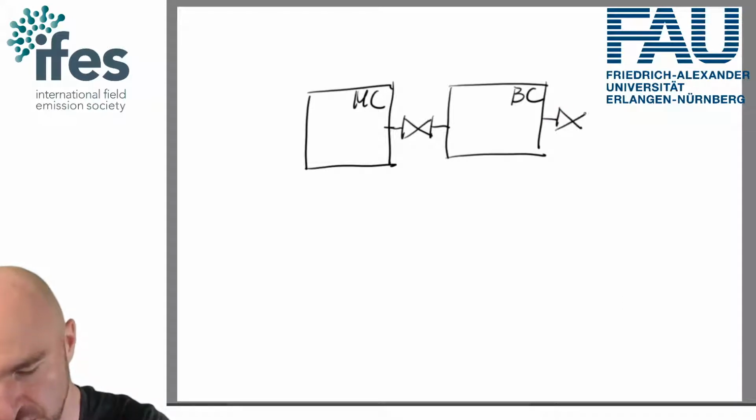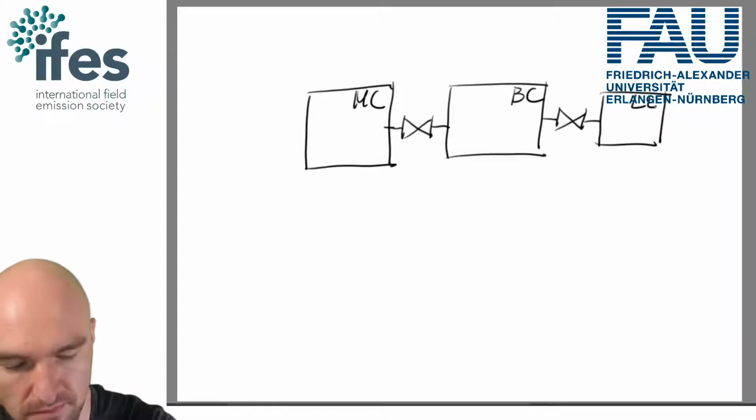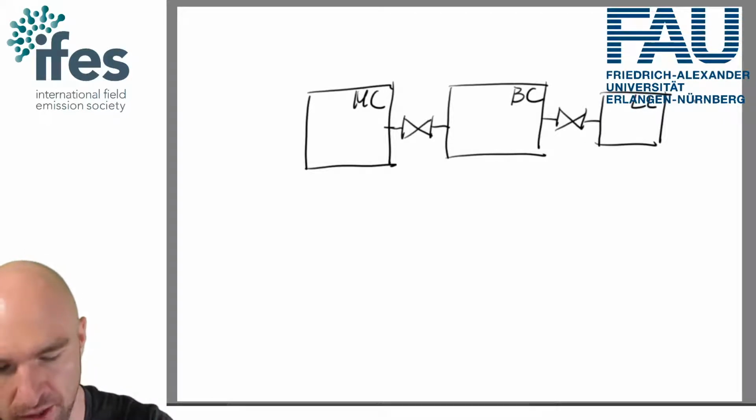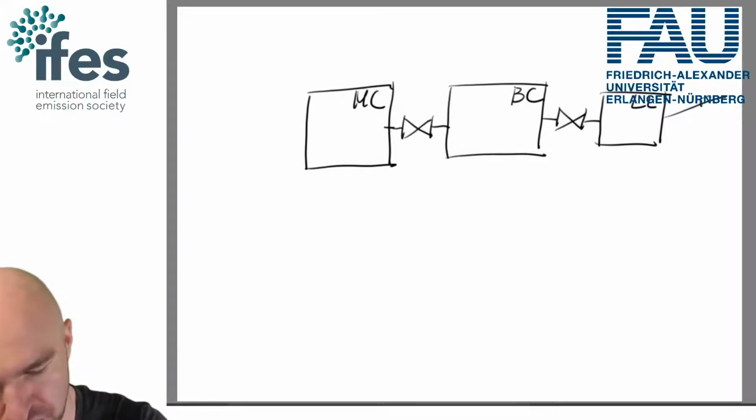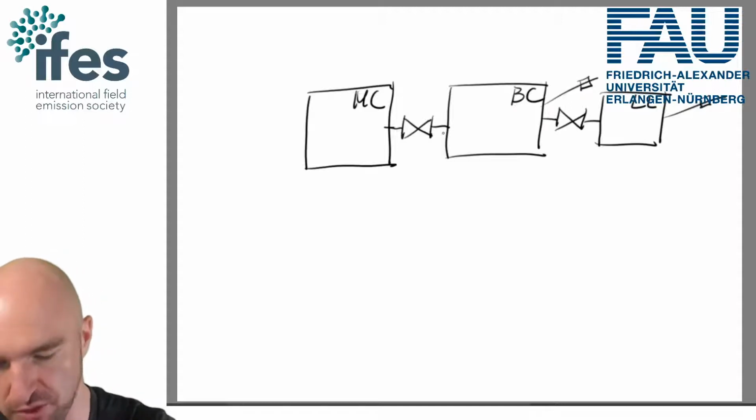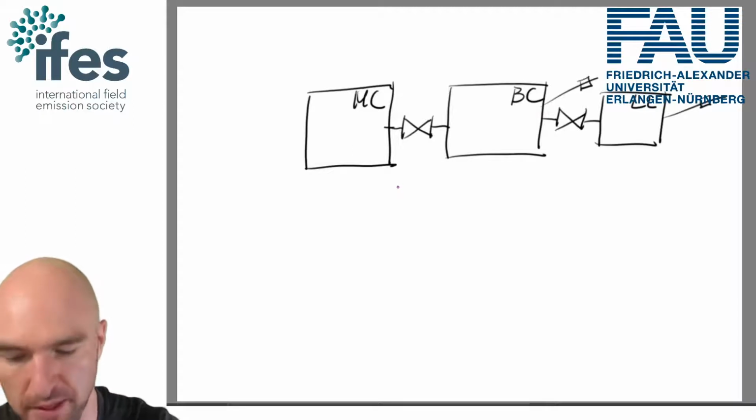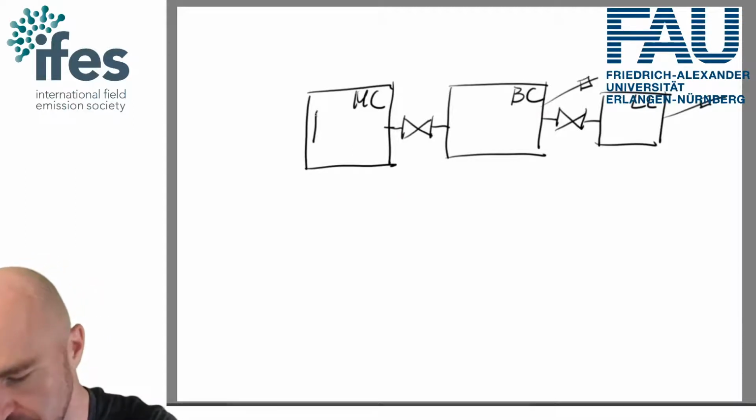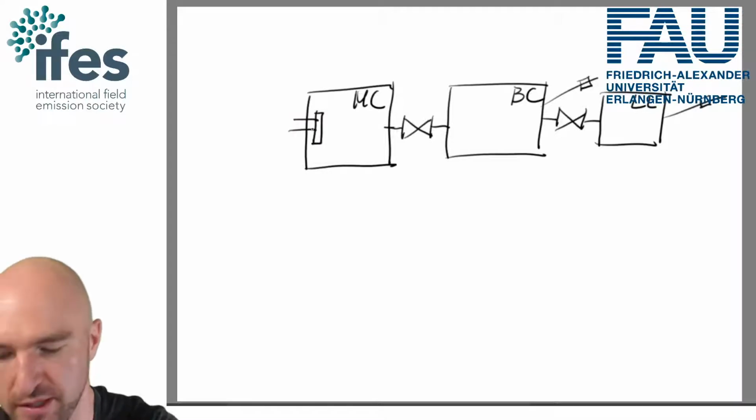And then you might have another valve going into a load lock. And we have to have some transfer rods that allow us, we usually draw them a little bit like this, to allow you to go from chamber to chamber. So the transfer rod would manipulate your specimens. Then somewhere in the measurement chamber you would have your detector.